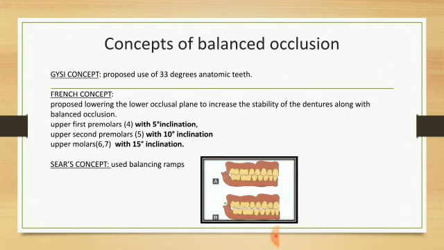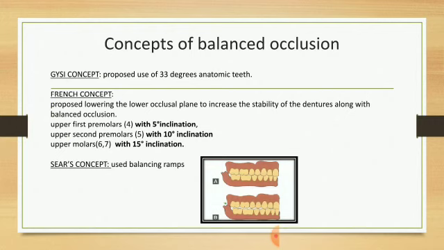Next, we move on to concepts of balanced occlusion. We have various concepts. First is Gysi's concept. Gysi proposed that we should use only 33 degree cusp angle teeth, and with those teeth we should obtain the balanced occlusion. This is all he said.